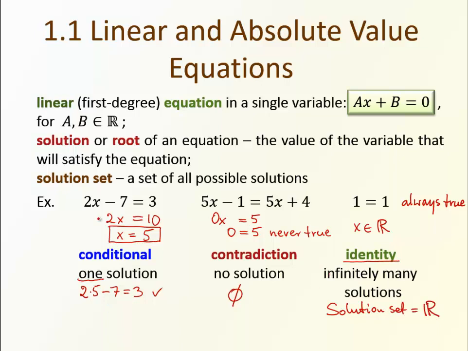Let's look back at our examples. The first example was a conditional equation, and in our case the solution set was composed of just one number, particularly 5. In the second example we had a contradiction, so the solution set was an empty set, and in the third example we had an identity, with the solution set being all real numbers.